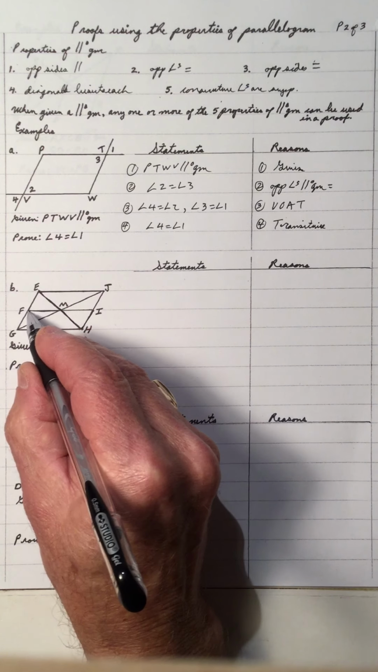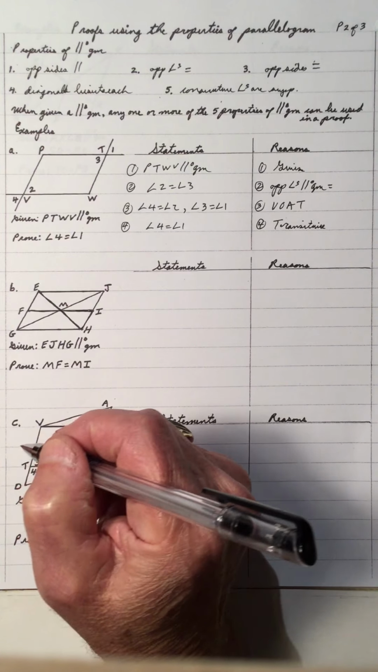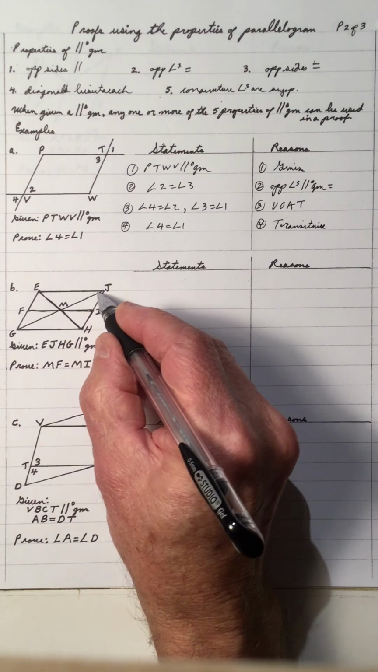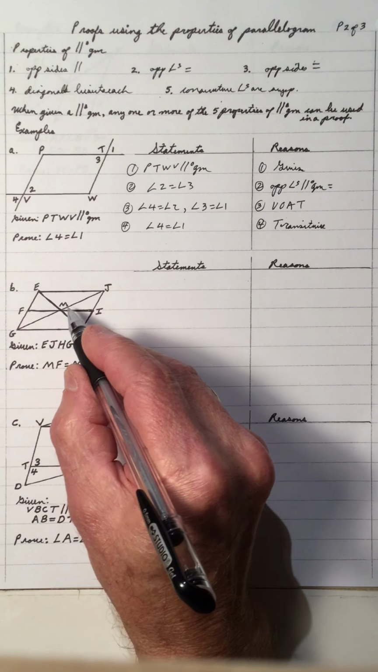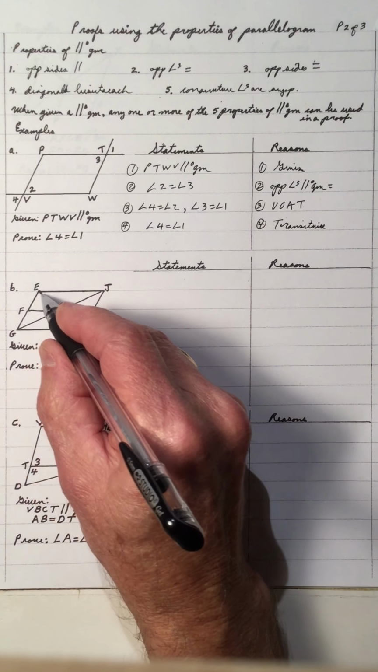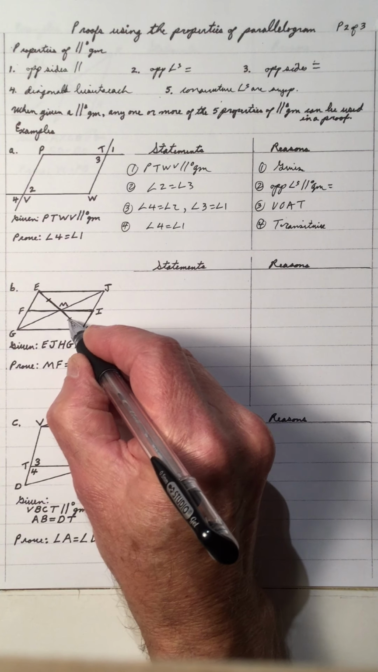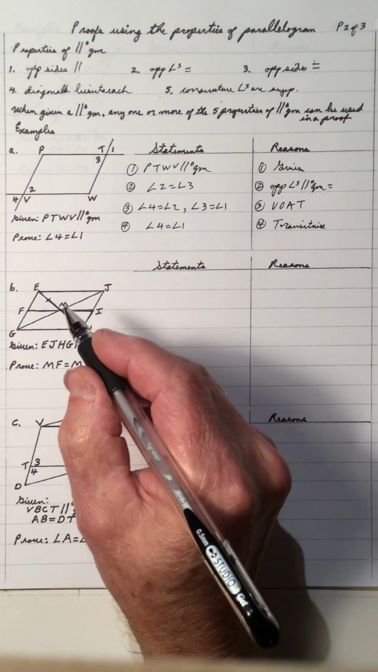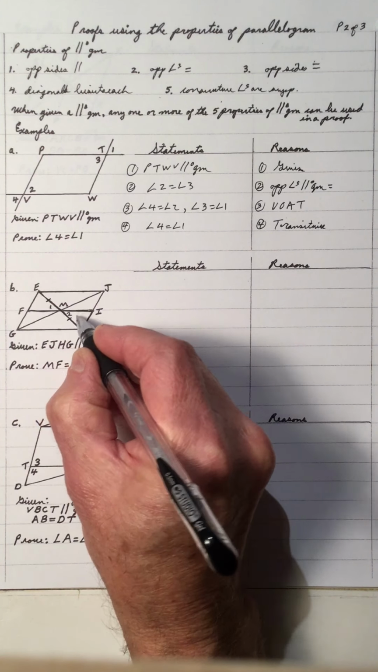Now this is the confusing part, because these are the ones I'm going to deal with. And how do I do that? Well, notice I have diagonals intersecting, and that means the diagonals bisect each other. So I can say that JG bisects EH, and that makes ME equal to MH. So I have a pair of sides equal. I can also say that angle 1 is equal to angle 2 by VOAT, vertically opposite angles.